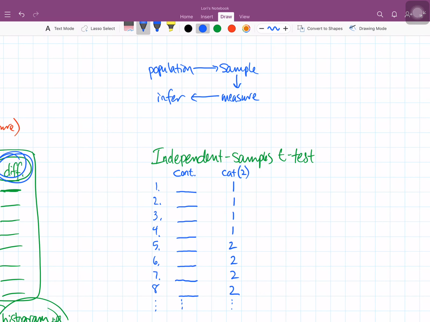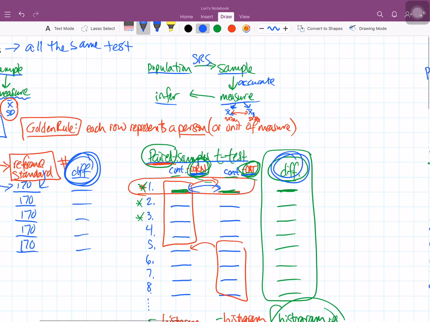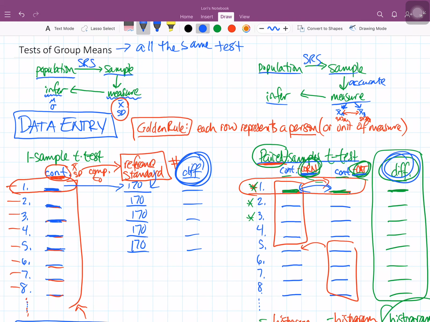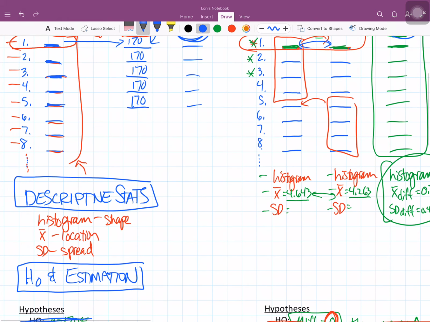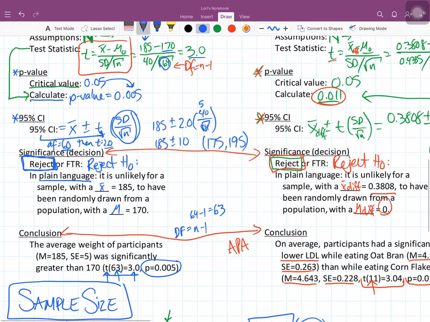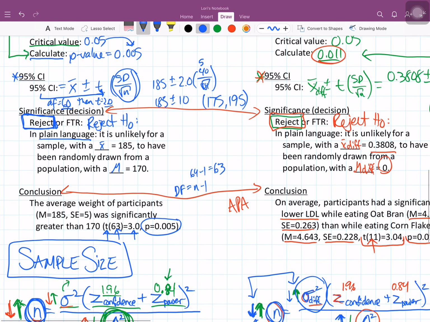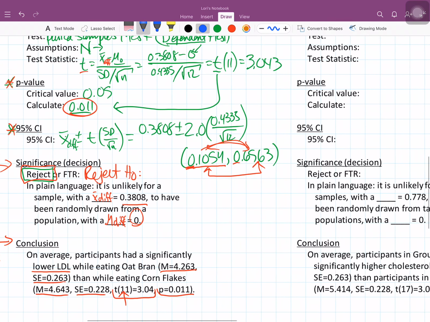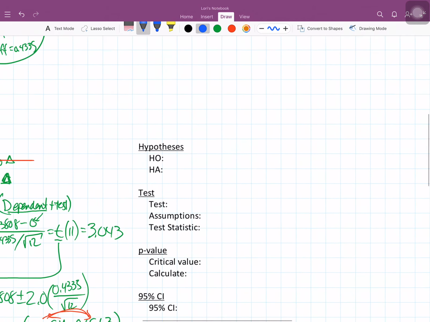Hello and welcome to this discussion on the independent samples t-test. In this video I'll be going through the same exact sections: the data entry, descriptive statistics, null hypothesis and estimation, and sample size. So let's go ahead and take a look at what that looks like for the independent samples t-test.